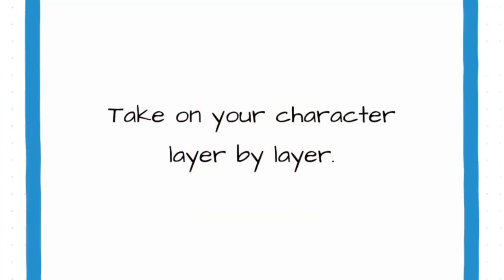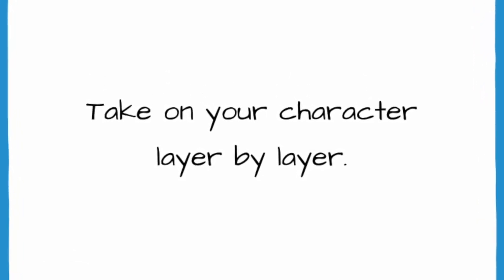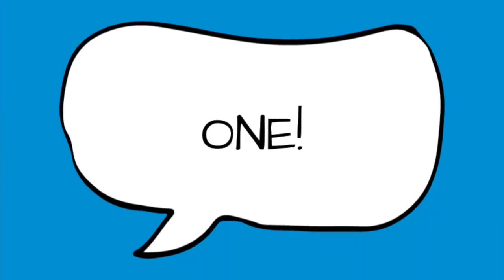room. As you're walking, think about the character that you are going to develop first. Think about that character's feet, their legs, their torso, their hands, their face, and go ahead and take that character on layer by layer. I'm going to count down from 10, and by the time I get to 1, I want you to be fully moving as your character. Ready? Here we go. 10, 9, 8, 7, 6, 5, 4, 3, 2, 1.